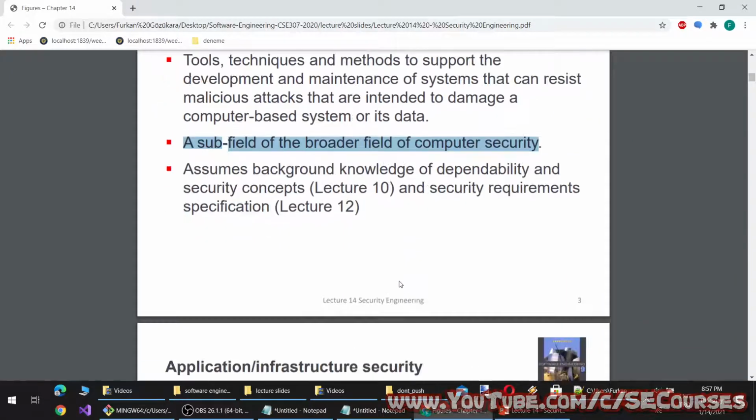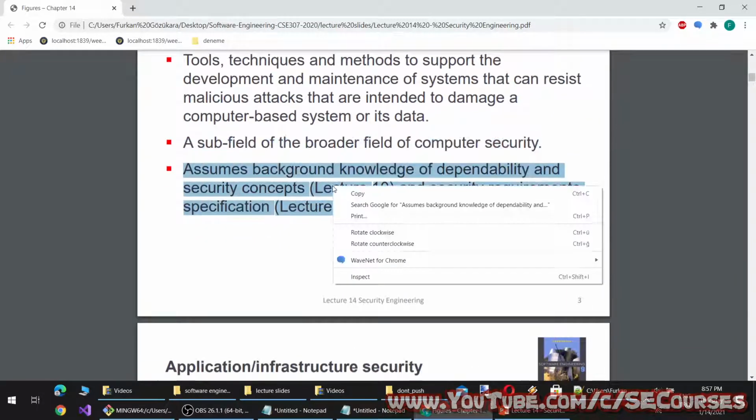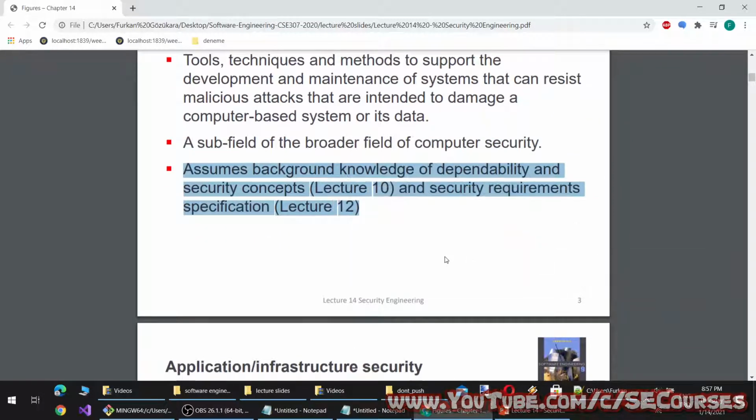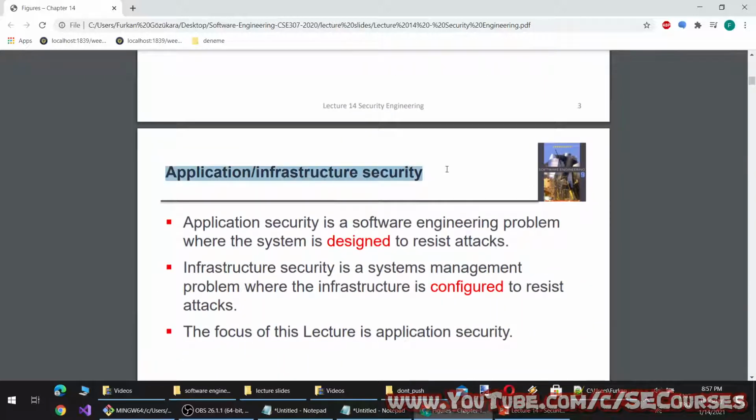It is a subfield of the broader field of computer security. It assumes background knowledge of dependability and security concepts, Lecture 10, and security requirements specification, Lecture 12. Okay, let's continue.